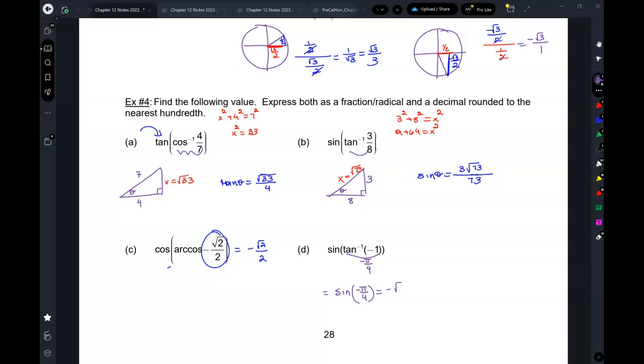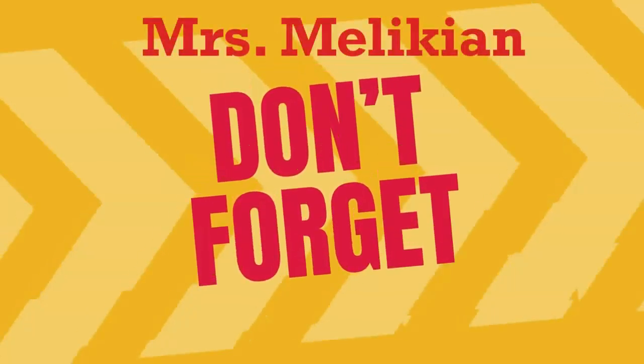Negative root 2 over 2. How come when you draw a triangle? Okay? Negative root 2 over 2. You don't have to draw a triangle for this one because it's one of the special angles that you know. All right? Okay. Press start.